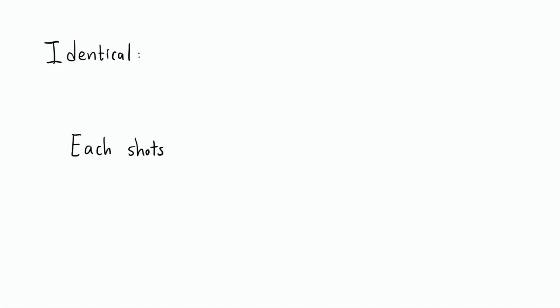The other part about IID is identical, meaning each shot has the same probability, which again you can argue is not true because as he shoots more, he gets tired and his probability would go down. But all that aside, let's assume that they are identical and independent anyway for the sake of computation. So with that, let's figure out the probability that he makes one three-point shot.